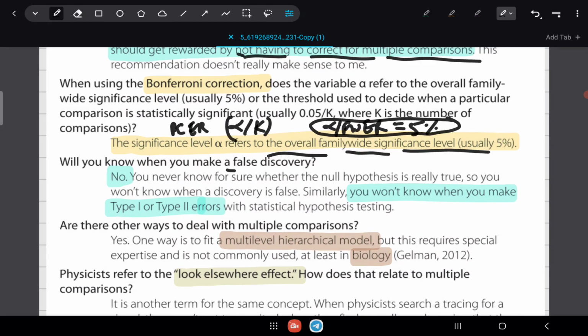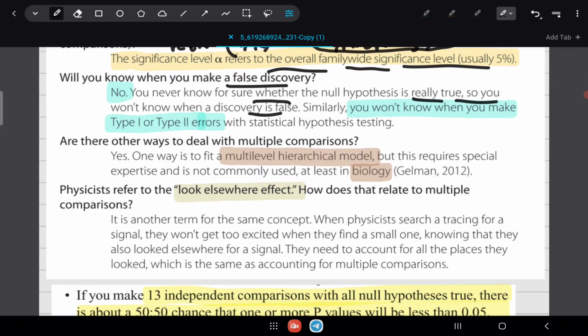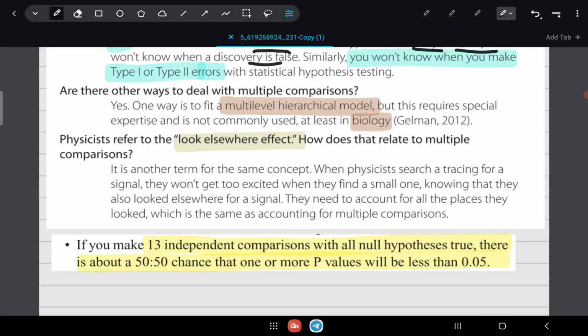Will you know when you have made a false discovery? No, we can never know when we have made a type 1 error or type 2 error. It's impossible to know. You will never know for sure whether the null hypothesis is true or false in reality, so you can never know whether you have committed a type 1 or type 2 error. Are there any other ways to deal with multiple comparisons? Yes, there are other ways, but we have not talked about them in this lecture. We have only talked about Bonferroni correction and FDR, false discovery rates.